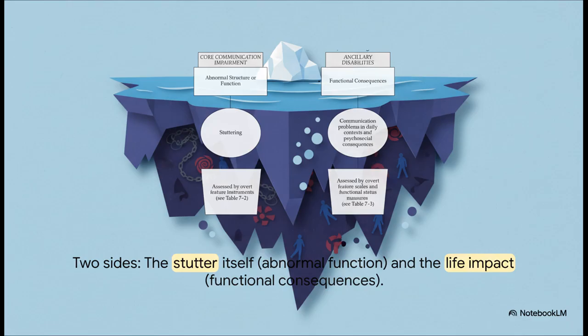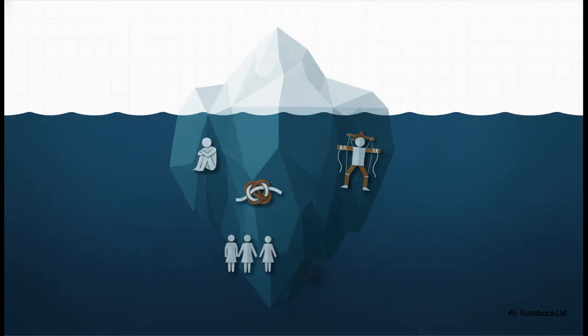On the left side, you've got the abnormal function. That's the stutter itself, the physical act of getting stuck. But then look at the right side, the functional consequences. That's the real story. That's the communication breakdowns, the social anxiety, the absolute psychological havoc it can wreak on a person's life. Seriously, this is what it's all about.